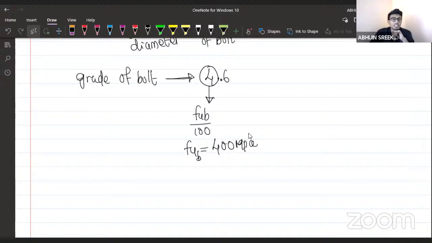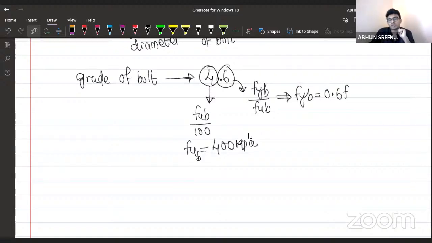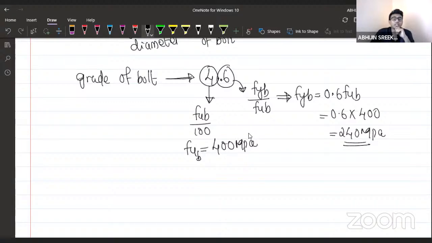What is this 0.6? This 0.6 represents the ratio of FYB to FUB, which means that FYB in this case will be equal to 0.6 times FUB. What's the meaning of that? 0.6 times 400 will be equal to 240 MPa. The yield stress of that bolt will be equal to 240 MPa.